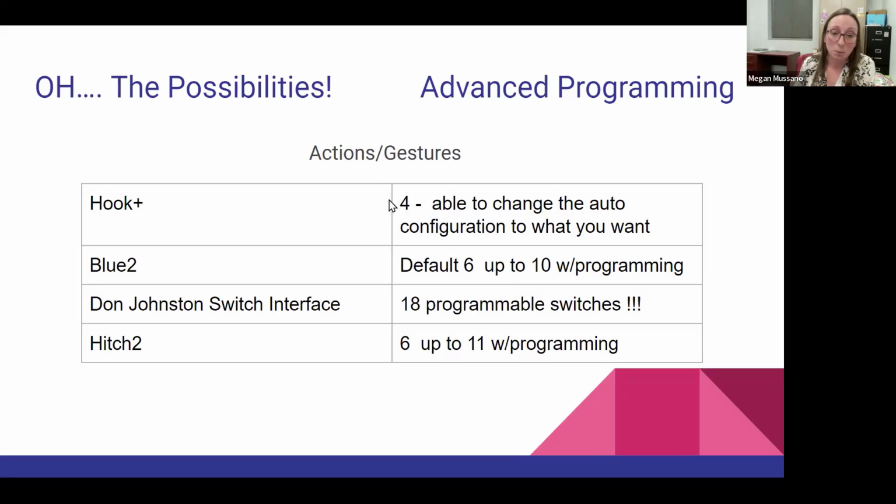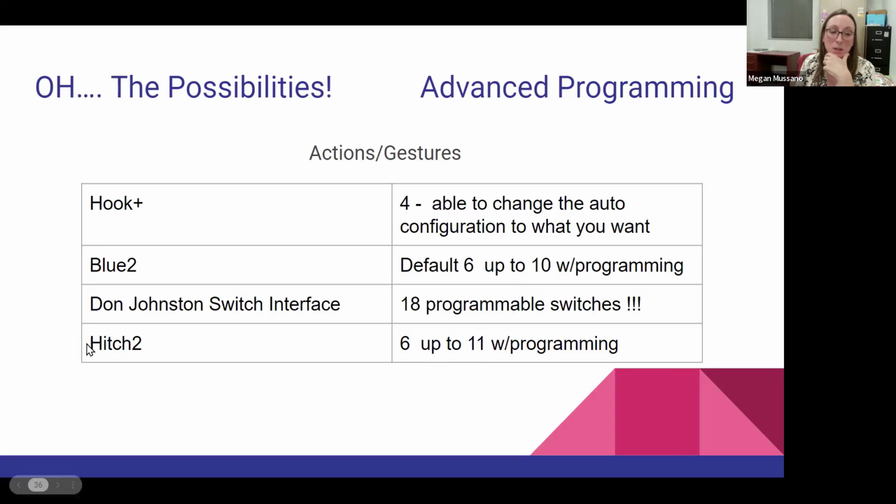But what can we do? Hook Plus can do 4. The Bluetooth can do 6 very easily. If you program the Bluetooth, you can do up to 10. Okay, the Don Johnson Switch Interface Pro, for all those who answered yes, that you already own it, there are 18 programmable switches. For those of you who don't own it or can't find one, I'm really sorry that it doesn't exist. But you can purchase the Hitch 2, which will give you 6 easy functions. And then again, if you program the last row on it, you can get up to 11.